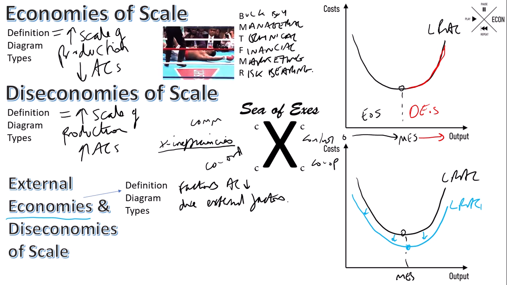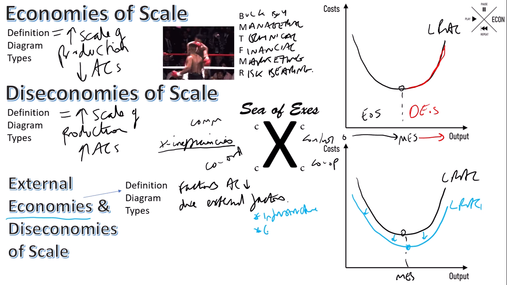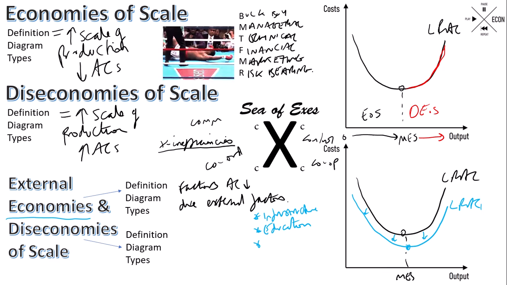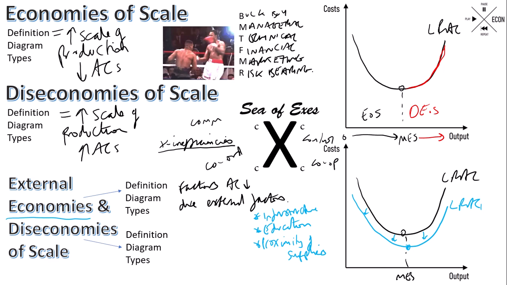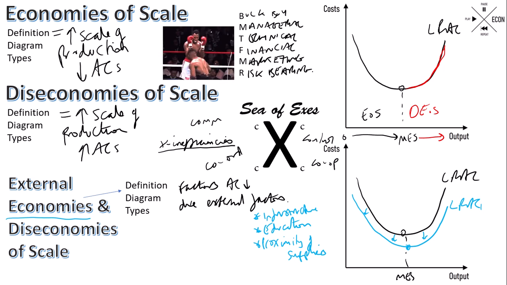and they could be due to factors such as the three ones we have: improvements in infrastructure, improvements in education, and the final one is proximity of suppliers. Okay, so if the supplier locates closer to the business, that will obviously help drive down their costs as well. And then finally, have a go at diseconomies of scale.